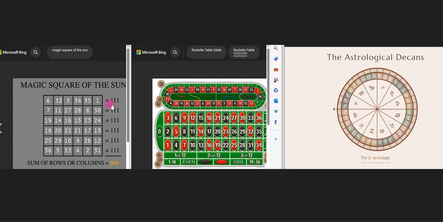When you add up all the rows, it adds up to 666. If you add up all the columns, they add up to 666. These numbers can be useful as well.